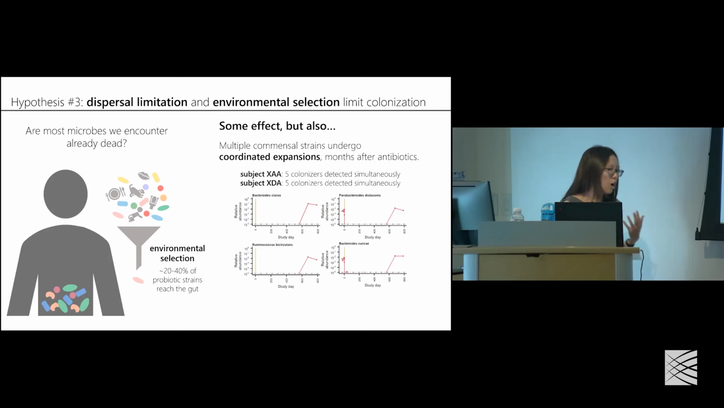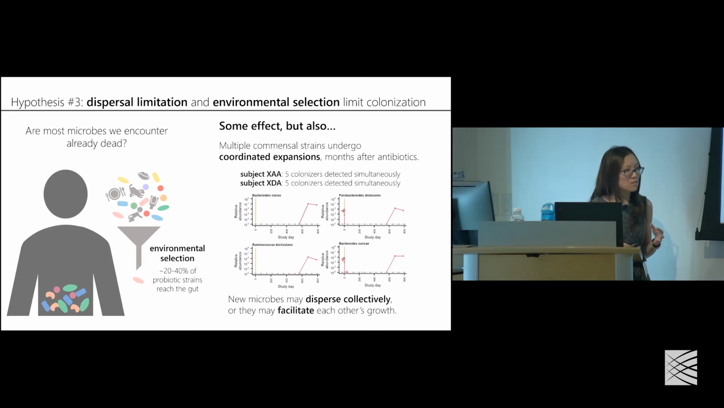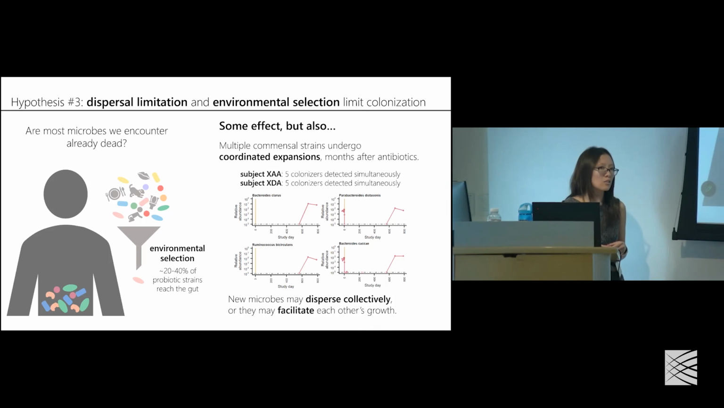And so again, this at least complicates our picture of dispersal limitation. This may suggest that new microbes disperse collectively, and so you may get a large propagule that contains a lot of different species. That's a pretty reasonable assumption, I think, in the gut. There's still this open question of why species that arrive together would grow at similar rates. That's not entirely obvious. Another possibility, which is non-exclusive with collective dispersal, is that the microbes may facilitate each other's growth, and facilitative interactions may drive these coordinated expansions.